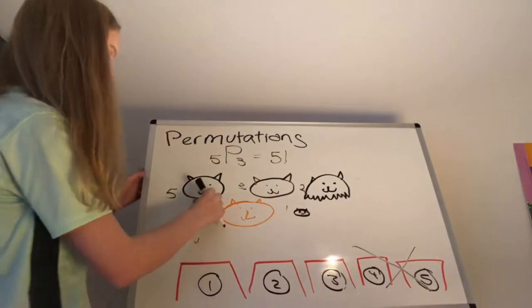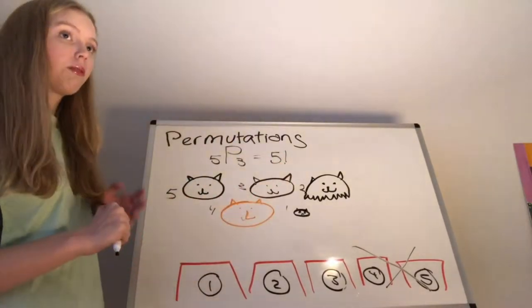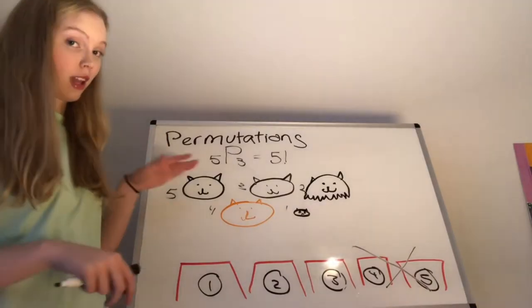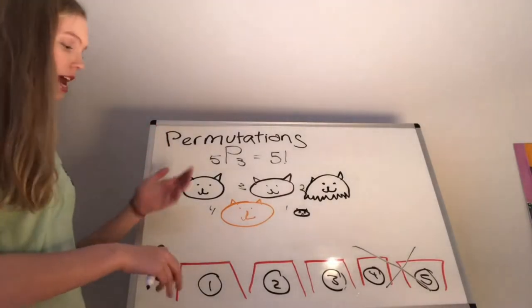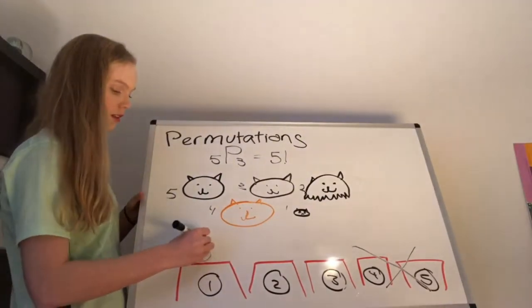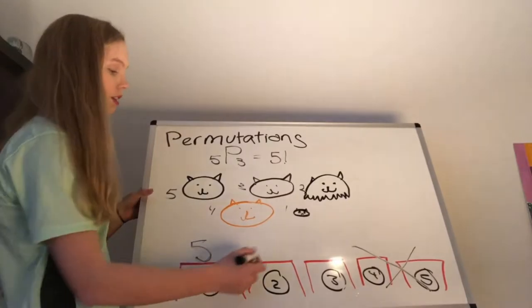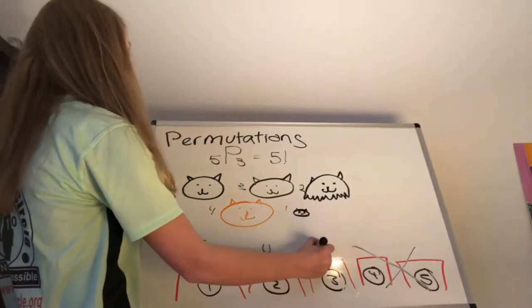So, in this case, not all cats are gonna get a seat, so we can't really use the logic of, okay, cats are gonna pick a seat. We're just gonna reverse it and have the seat pick a cat. So for the first place seat, there are 5 options. For the second place seat, there are 4 options. And for the third place seat, there are 3 options.